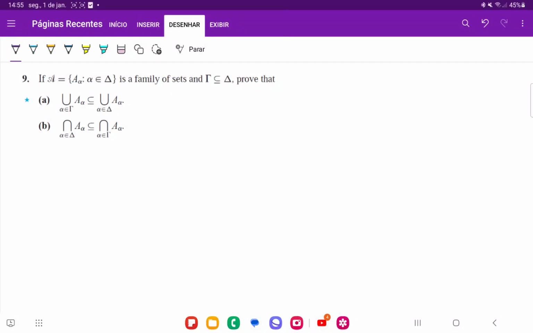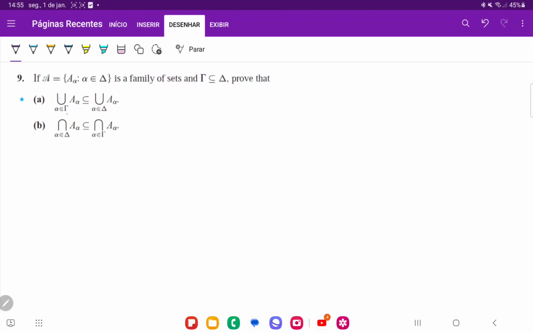Okay, so for problem number 9, we're trying to show that these things here are true, and we're dealing with a family of sets that is indexed by the set delta. And we're trying to prove statements concerning another set of indexes, which is the set gamma, that is contained in the set delta. So for item A, we're trying to show that the union over gamma of this family is a subset of the union over delta.